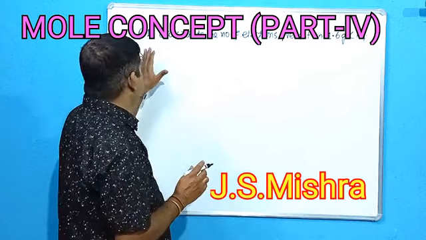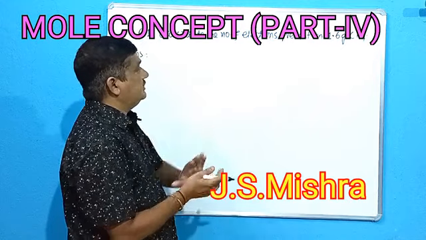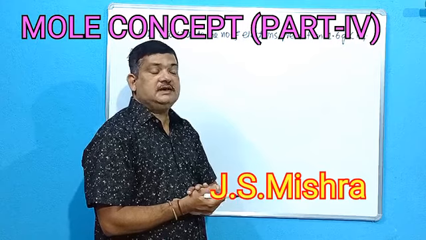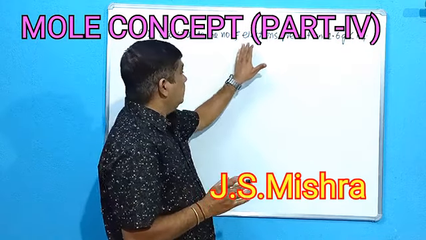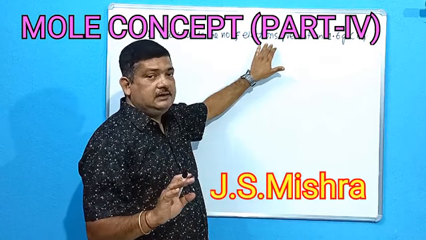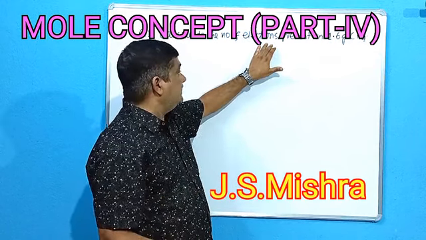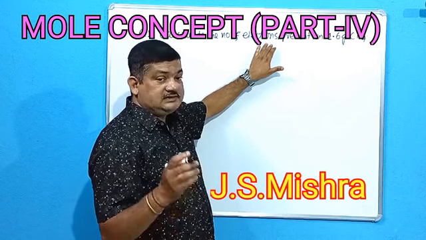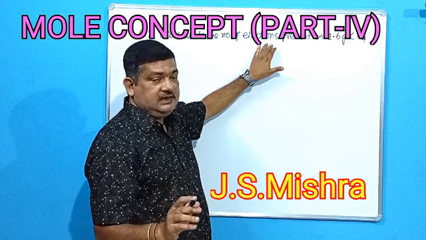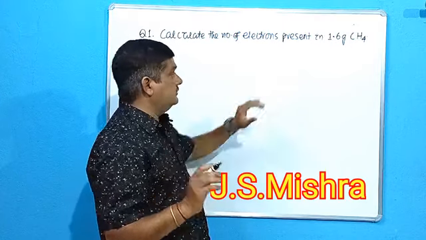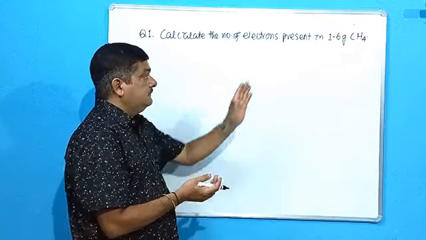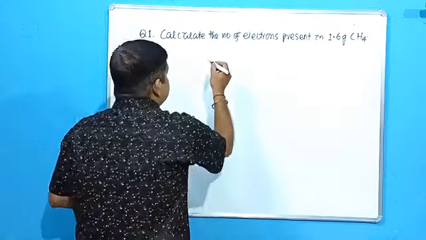Okay. So coming to question number 1, calculate the number of electrons present in 1.6 gram of CH4. CH4 is methane. I wanted to calculate the number of electrons. So first let us calculate the number of molecules present in 1.6 gram of methane. Then we can calculate the number of electrons. First we have to go for the molar mass of methane, CH4.